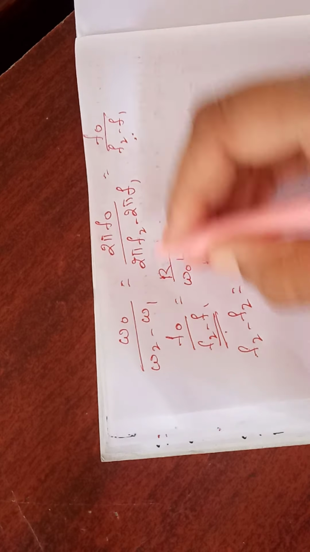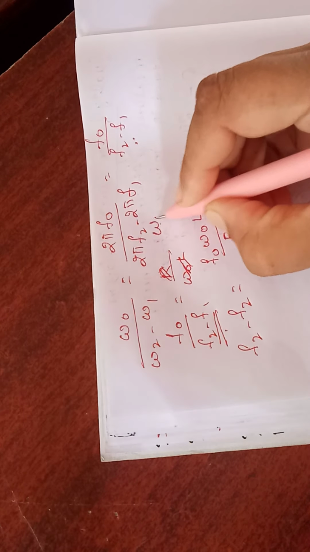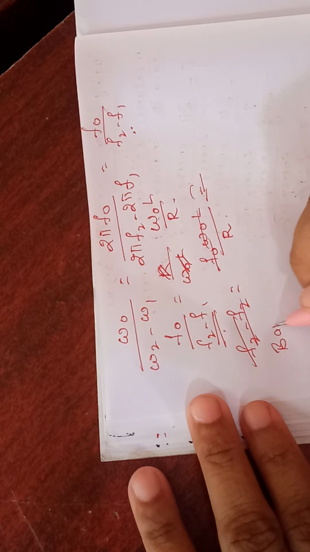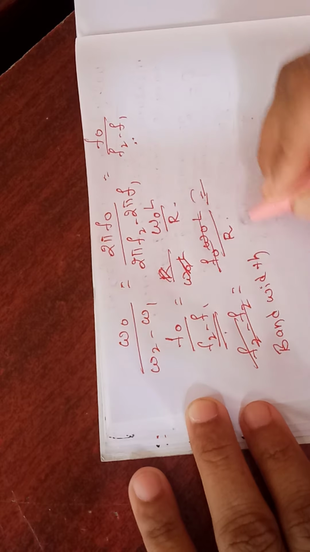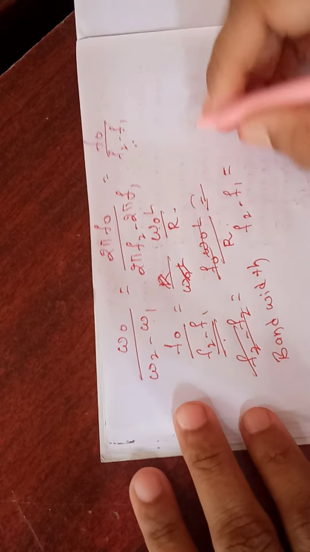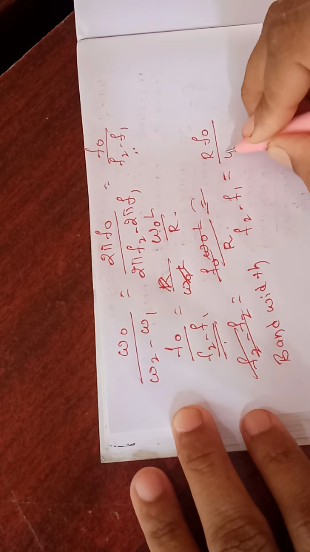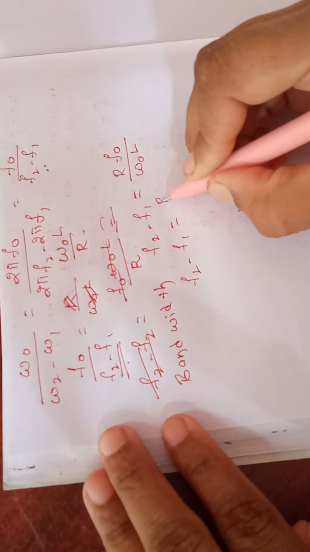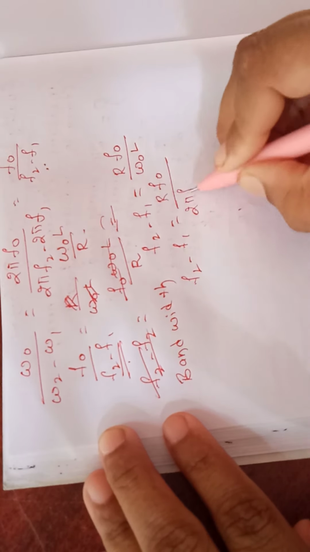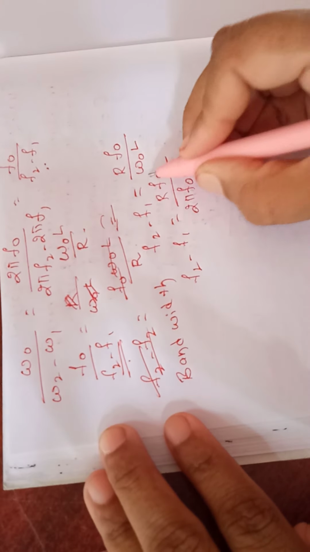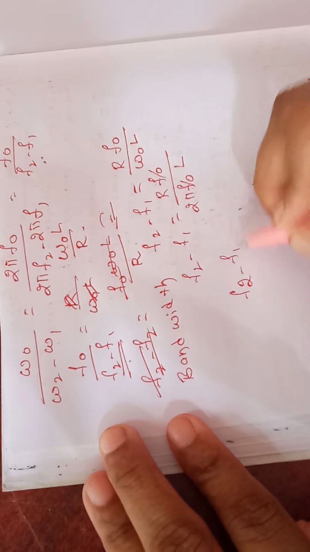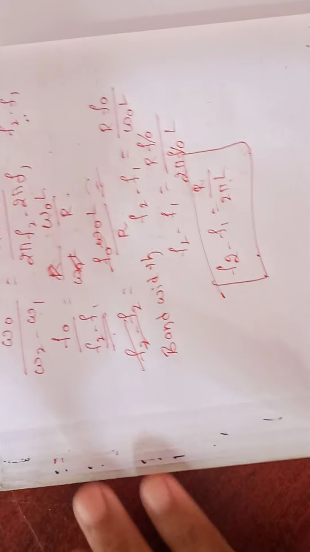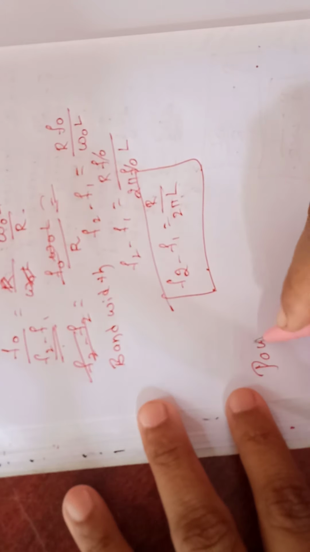And the value of Q factor is omega naught by R. Now bandwidth, F2 minus F1 equals R F naught by omega naught L. So F2 minus F1 equals R F naught by 2 pi F naught L. F naught cancels off. Bandwidth value is R by 2 pi L. Now lastly, let us talk about power factor.